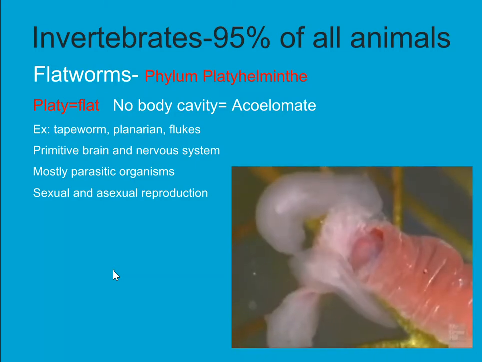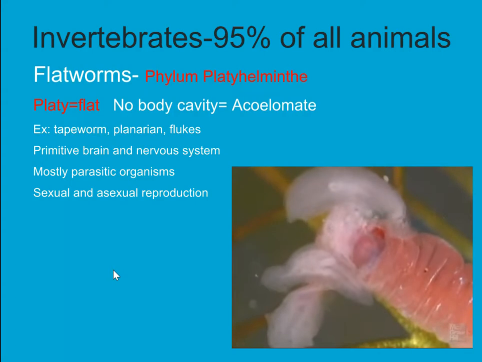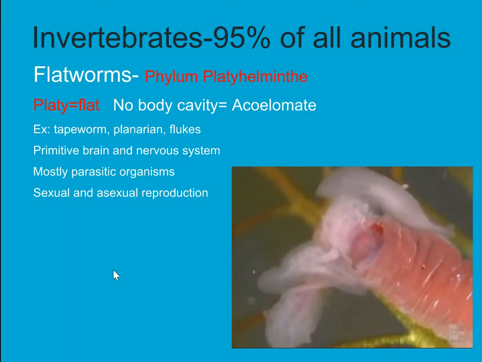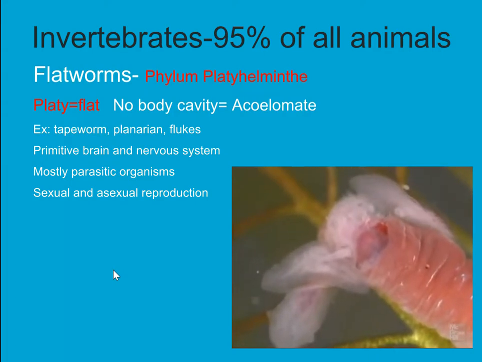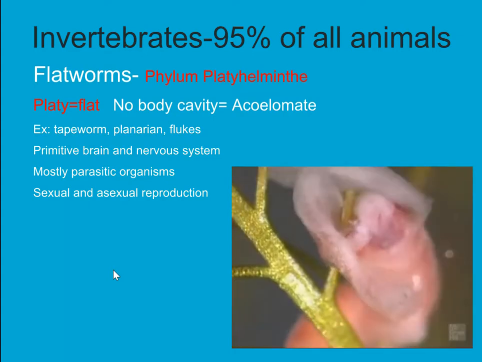The chemosensory cells on the lobes are used to locate the food. Through rhythmic contraction of the muscular pharynx, planaria pumps the food into the gastrovascular cavity with a siphon-like action.